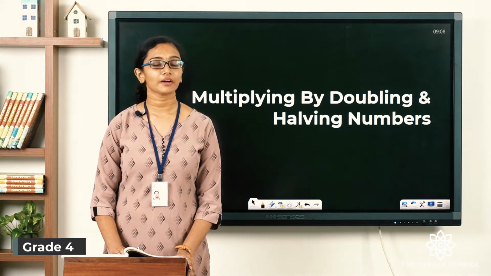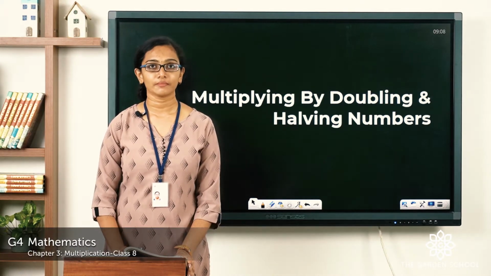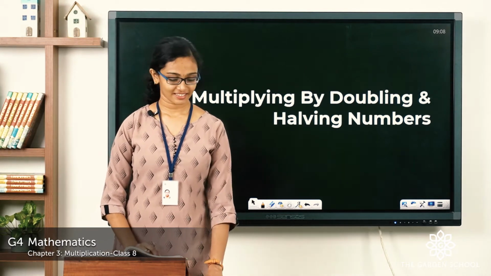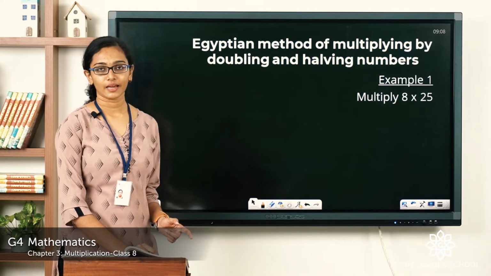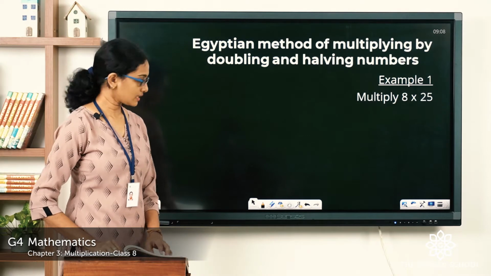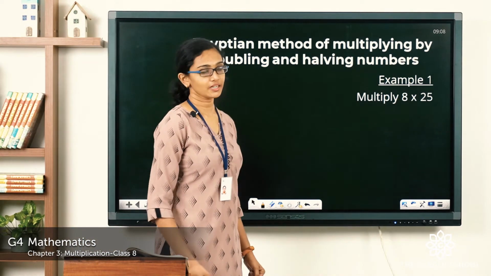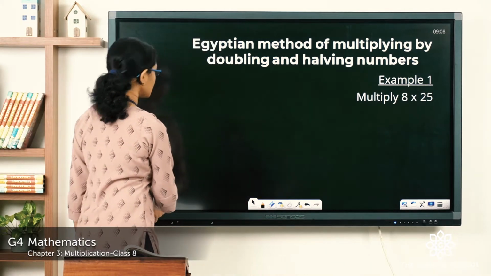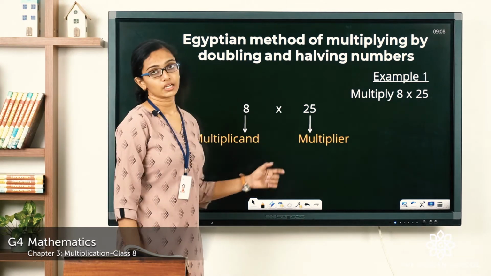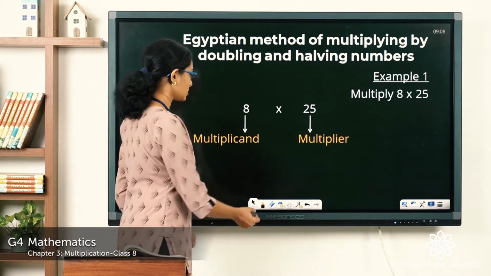So we have been learning about multiplication. Today we'll learn an interesting method to multiply numbers without actually using multiplication tables. Let's see how to do that. Look at this example. Multiply 8 into 25. So we know the multiplicand and the multiplier here. 8 is the multiplicand and 25 is the multiplier. Now let's see what the steps are to multiply these numbers without actually using multiplication tables.